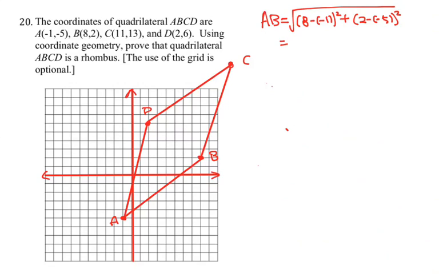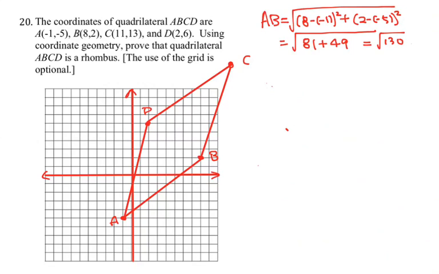Square then. Here we get 9 squared becomes square root of 81. And then here we end up getting 7 squared, which is 49, which now is equal to square root of 130. Now, that was AB.